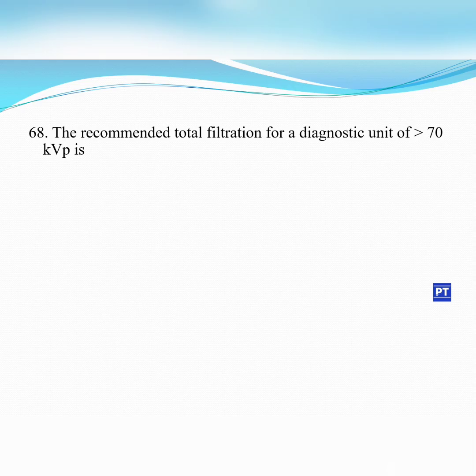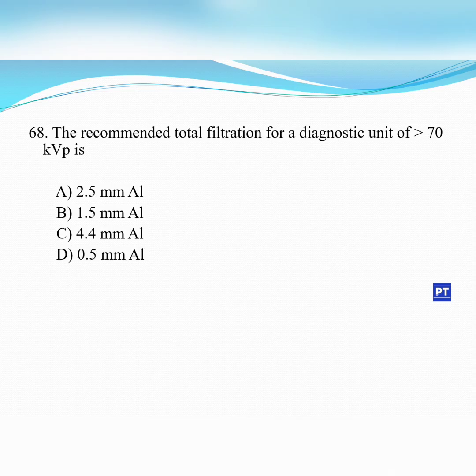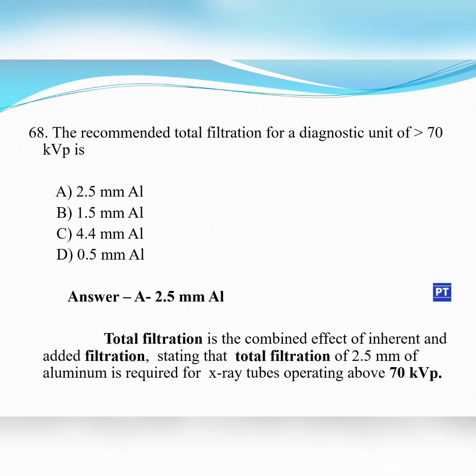Question number 68. The recommended total filtration for a diagnostic unit of greater than 70 kVp is, kVp means kilovolt peak. Option A 2.5 mm aluminium, option B 1.5 mm aluminium, option C 4.4 mm aluminium and option D 0.5 mm aluminium. The answer is option A 2.5 mm aluminium.